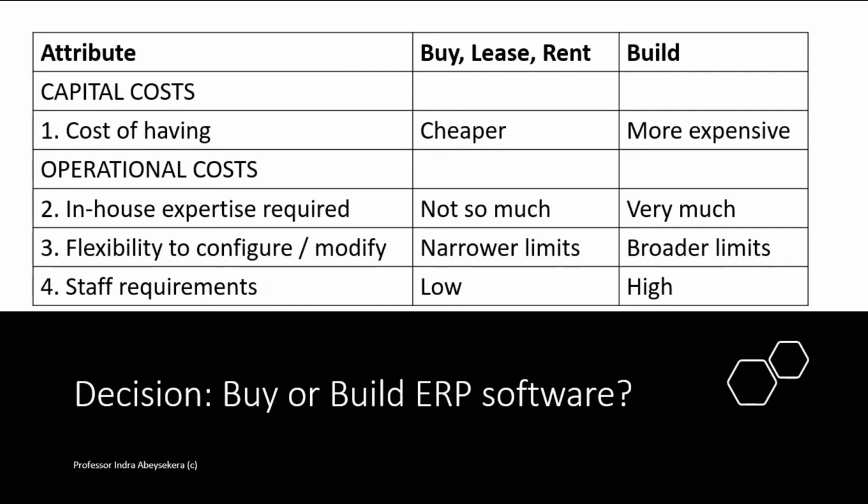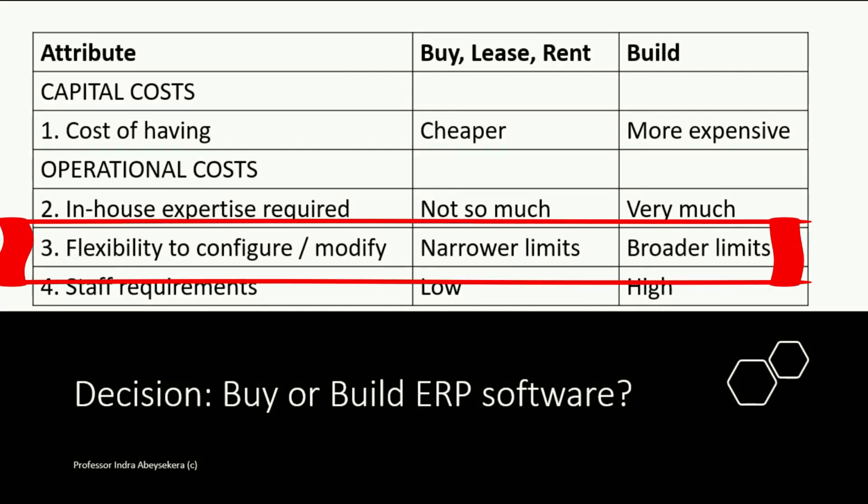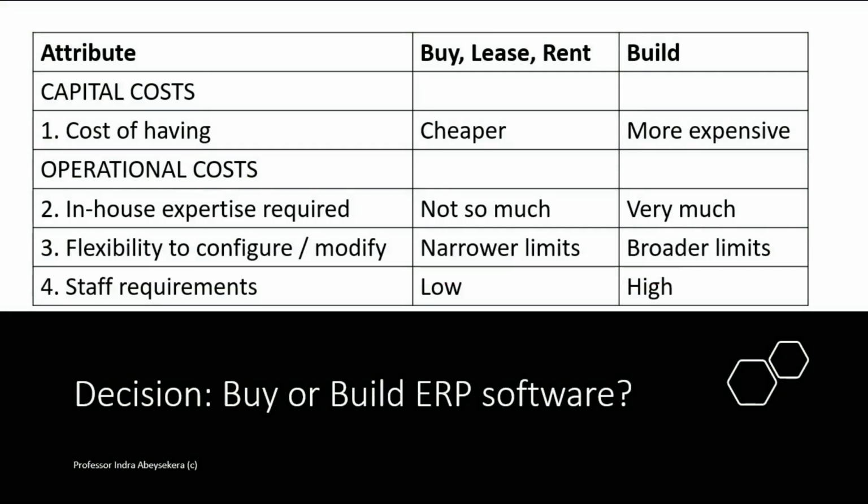Then the flexibility to configure or modify: a bought software is a standardized product, and it has narrower limits in configuring and reconfiguring, whereas a built product may have broader limits.